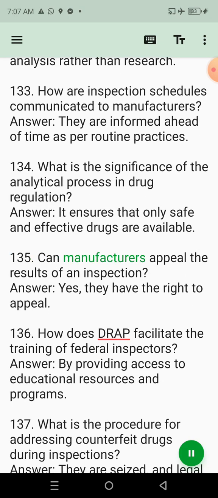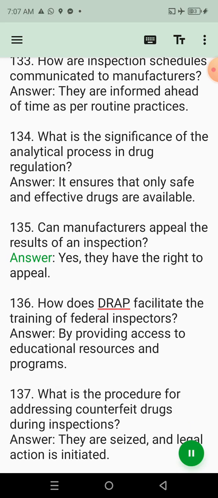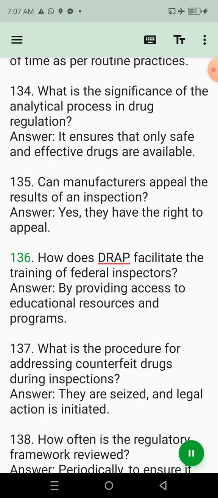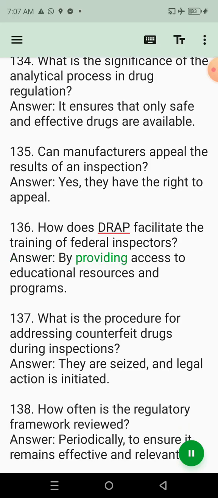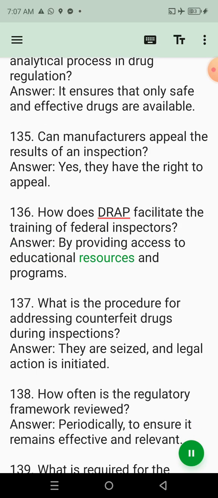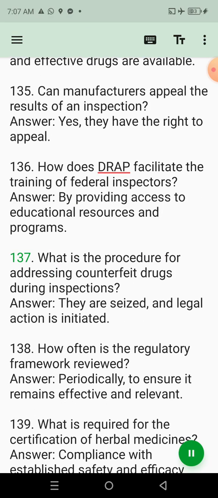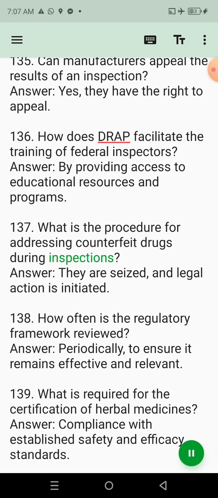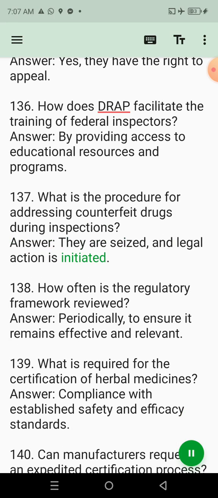135. Can manufacturers appeal the results of an inspection? Answer: yes, they have the right to appeal. 136. How does DRAP facilitate the training of federal inspectors? Answer: by providing access to educational resources and programs. 137. What is the procedure for addressing counterfeit drugs during inspections? Answer: they are seized, and legal action is initiated.